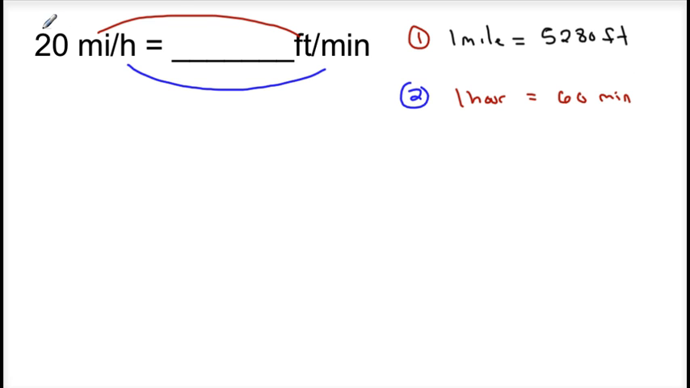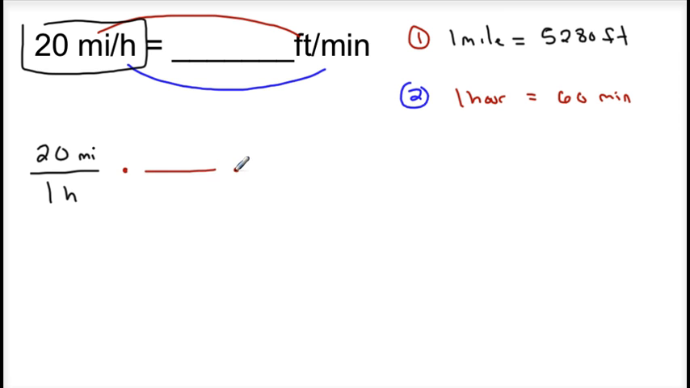All right. So I'm going to start with my first here. 20 miles per hour. There's my first fraction: 20 miles, I'm going to abbreviate, over 1 hour. I have two conversions, so I'm going to multiply again by two fractions. And this should end me with feet per minute.